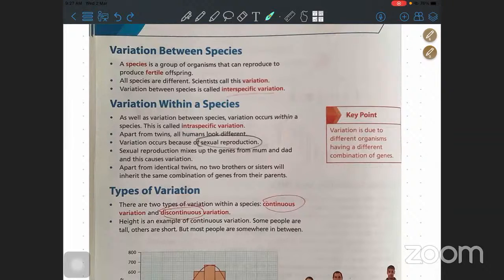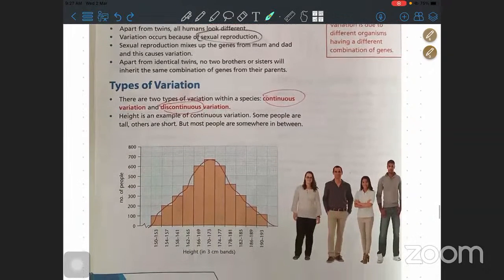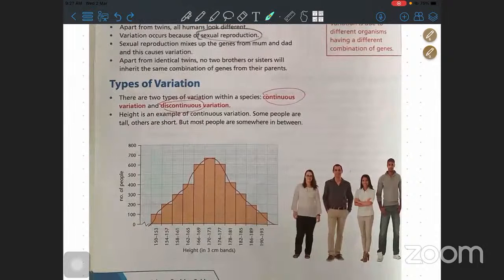Types of variation. We need to learn about two types of variation: one is called continuous variation and the other one is called discontinuous variation. For example, height. Can you see this certain height is a modal group? That means most humans in this world are around this height. Some human beings are about 150 to 153, but the group is not big. And the same if you want to find somebody who is 190 and above, you have a small group of that.